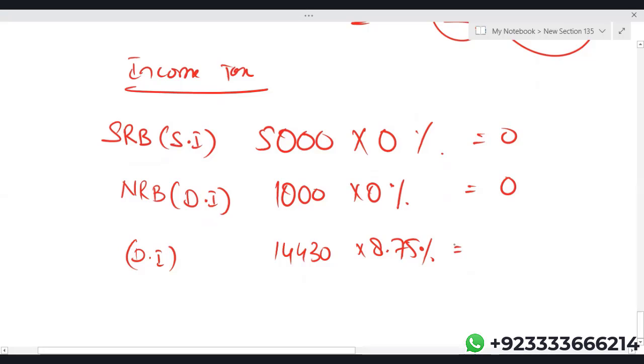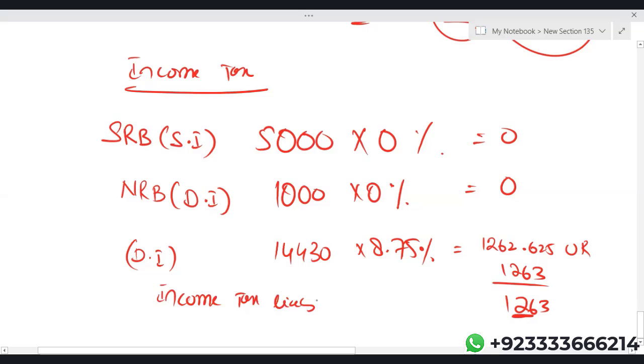14,430 times applicable tax rate 0.0875. Students, I'm getting 1,262.625, or make it 1,263. This is your income tax liability.